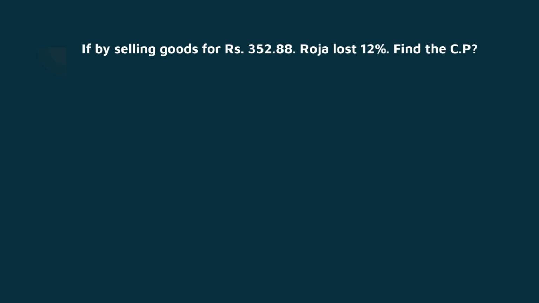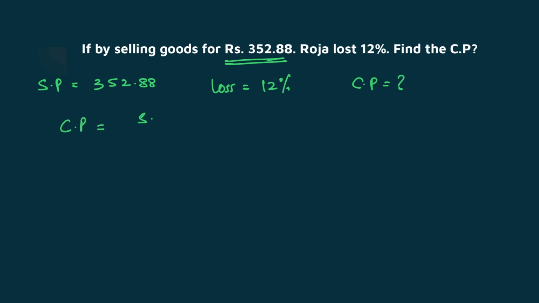If by selling goods for rupees 352.88, the selling price of the goods being 352.88, Roja lost 12%. So she incurred a loss of 12%, and now we have to find the cost price. So what is the formula for cost price? Just remember, cost price is nothing but selling price into 100 whole divided by 100 plus or minus R.